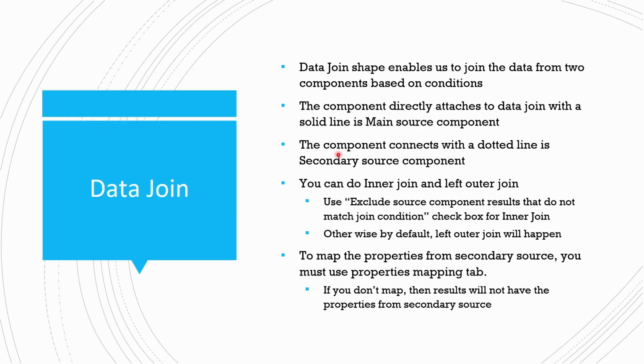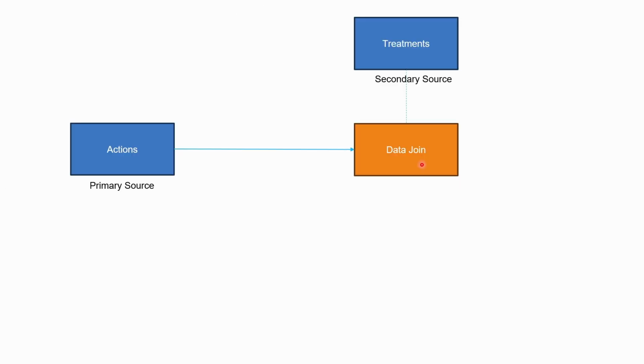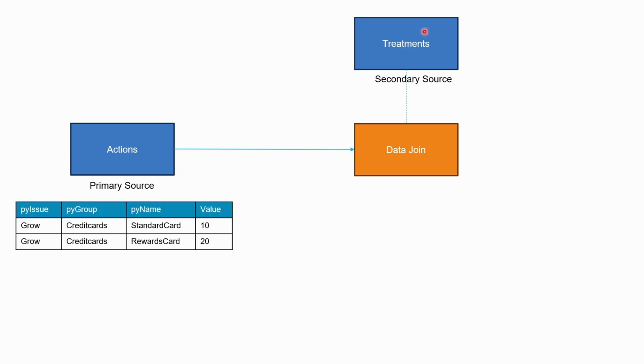Now the component connected with a dotted line is the secondary source component. This is the secondary source. What is the primary source? We have actions, which stores the actions related information. The secondary source is treatments related information. I hope you got it. Now we want to join actions with the treatments.